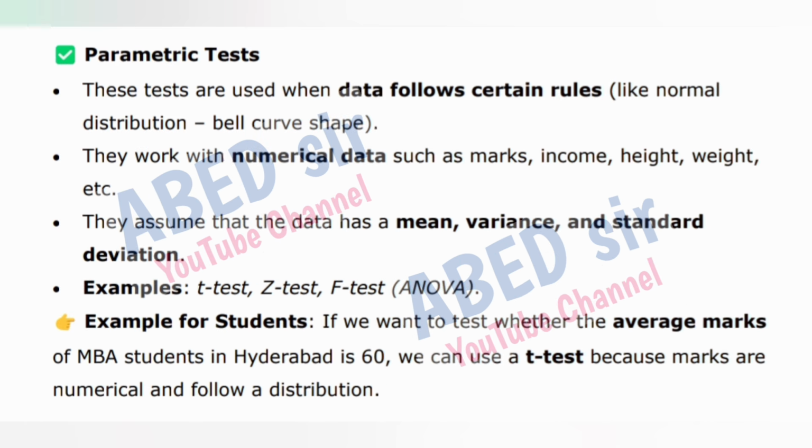Parametric tests. These tests are used when data follows certain rules, like normal distribution, bell curve shape. They work with numerical data such as marks, income, height, weight, etc. They assume that the data has a mean, variance, and standard deviation. Examples: t-test, z-test, f-test, ANOVA.